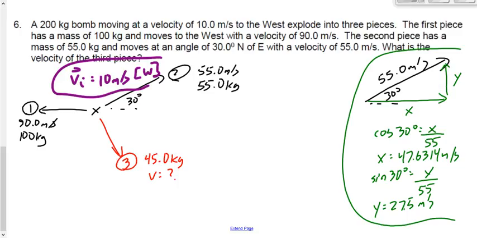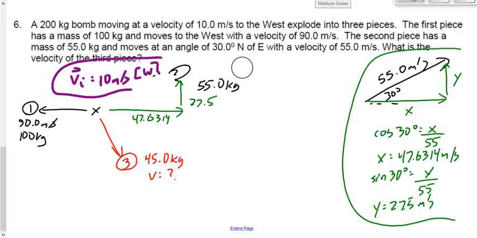So now what I like to do, and some of you do this as well, some of you don't, whatever, is actually erase that second vector there and replace it with this and this. Replace it with a 47.6314 and replace it with a 27.5 meters per second. Now, I don't even have that 55 meters per second anymore, right? It's gone. It's dead to us. Once we've replaced the funny angle with the X and the Y, we're never going to look at that 55 meters per second again.